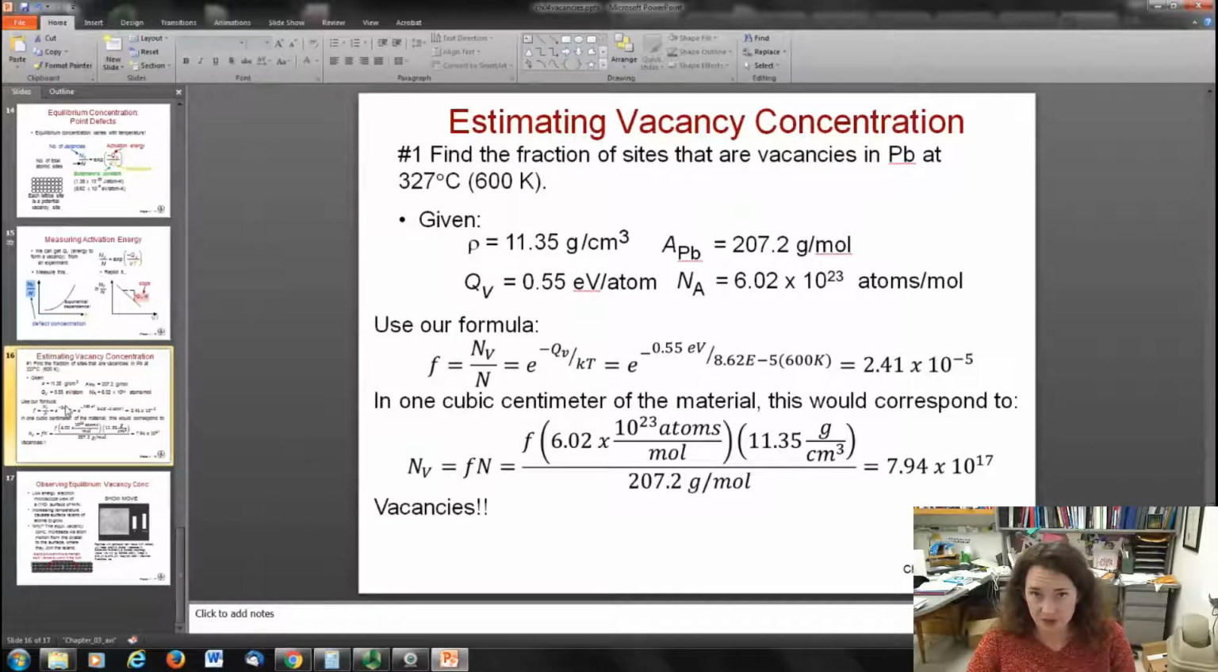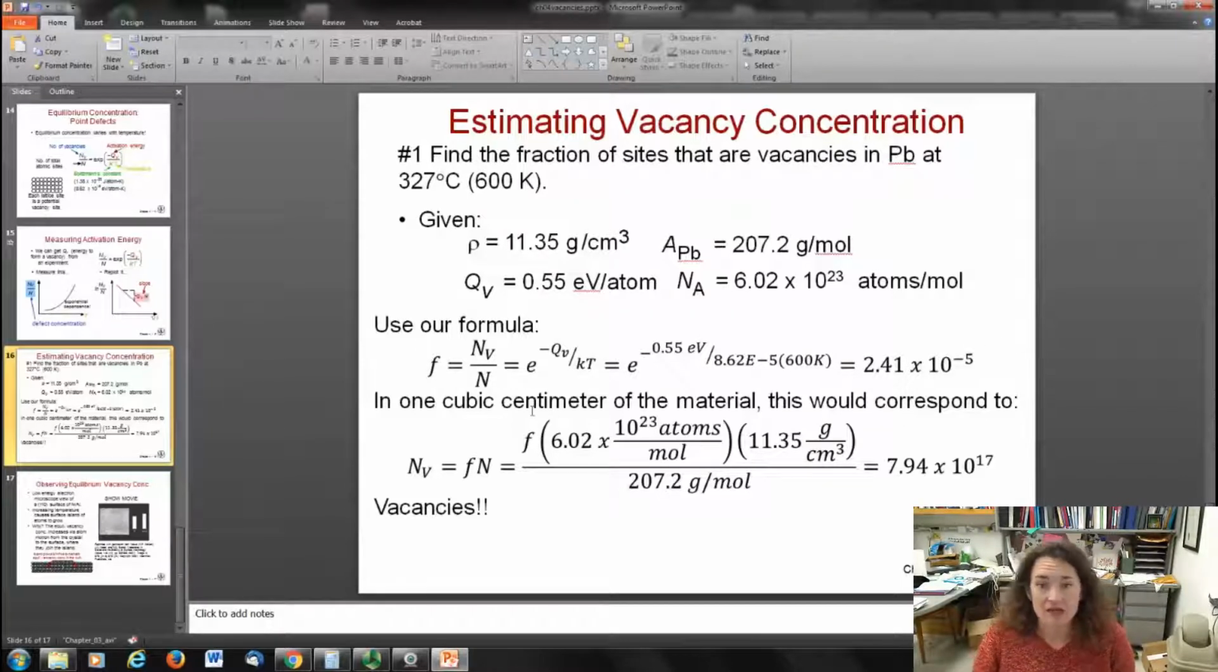We're going to use our formula and say that the fraction of vacancies is equal to the number of vacancies divided by the total number of sites, N_V over N, and that's equal to e to the minus Q_V over kT. So if you plug in for Q_V, you get e to the minus 0.55 eV divided by Boltzmann's constant, 8.62 times 10 to the minus 5, times the temperature. And then you get the fraction is 2.41 times 10 to the minus 5.